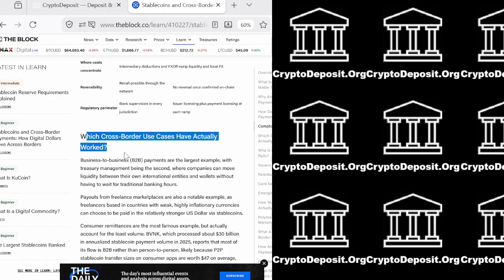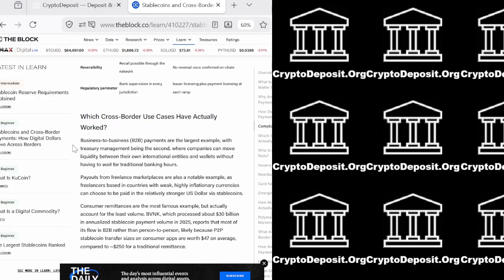So now this part of the article says which cross-border use cases have actually worked. So B2B payments, business-to-business payments are the largest example, almost certainly. So it says with treasury management being the second, where companies can move liquidity between their own international entities and wallets without having to wait for traditional banking hours.